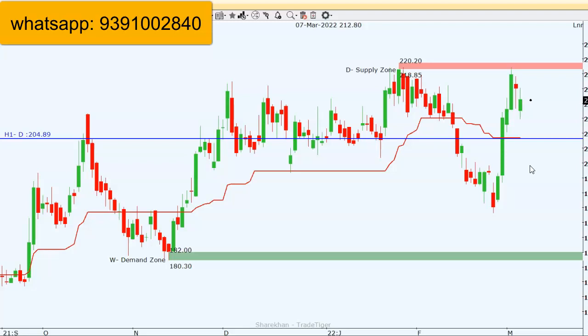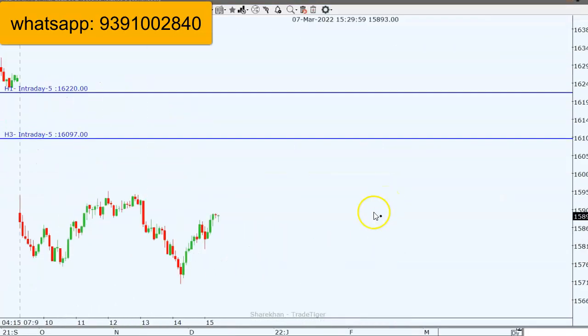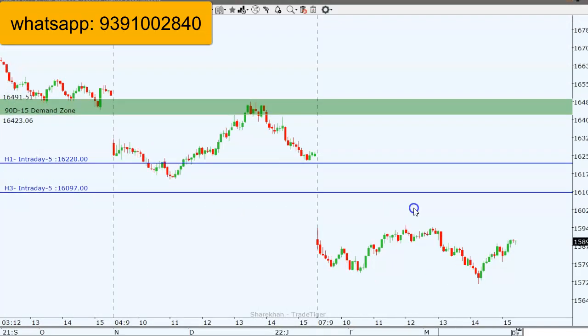Tomorrow's video, we'll see some more stocks and also Nifty and Bank Nifty. Before closing this video, I'll give you the levels for trading Nifty futures and also Bank Nifty futures tomorrow for intraday purpose. So this is the Nifty futures daily candlestick chart.